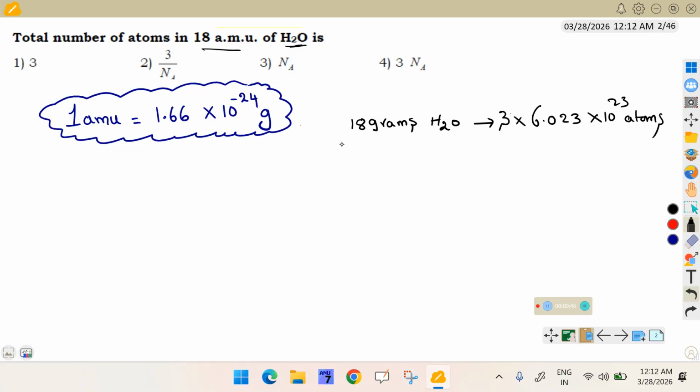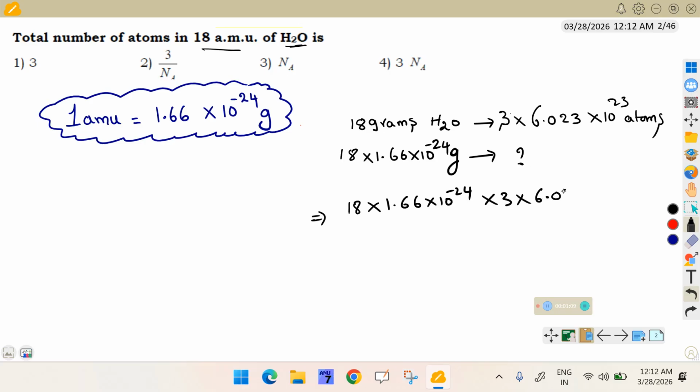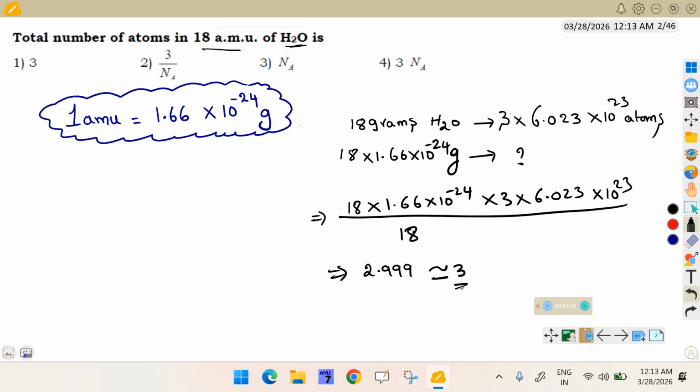Then the question is 18 AMU. 18 into 1.66 into 10 power minus 24 grams of H2O contains how many atoms? Cross multiply: 18 into 1.66 into 10 power minus 24 into 3 into 6.023 into 10 power 23 by 18. Then you will get 2.999, nearly equal to 3.